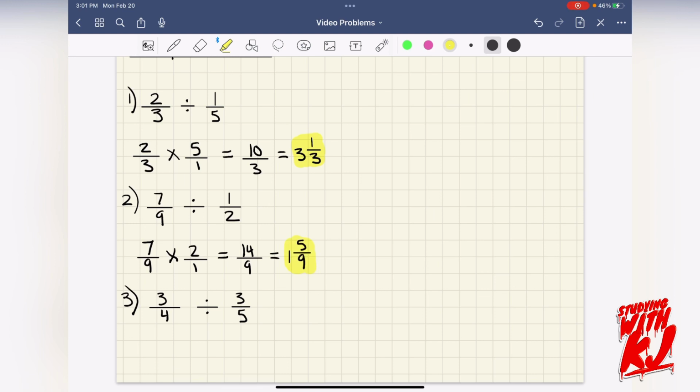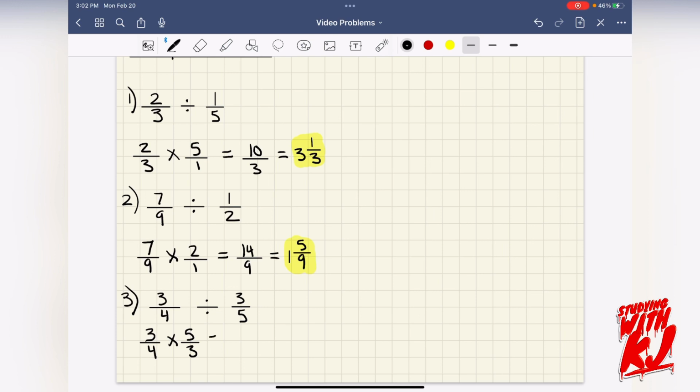So now let's go on to our third and final example problem. 3 over 4 divided by 3/5. Or in other words, we're trying to see how many 3/5 are in 3 over 4. So let's go over our first step, which is to keep our first fraction the same. So let's rewrite that below. Our second step is to change our division sign to a multiplication sign. And our third step is to flip our second fraction, or find its reciprocal. And we'll change 3 over 5 to 5 over 3.